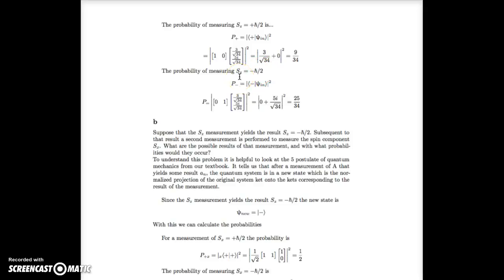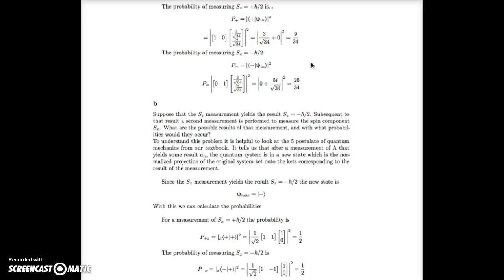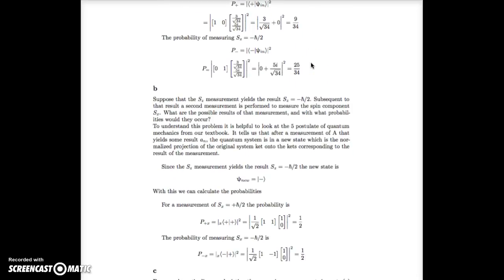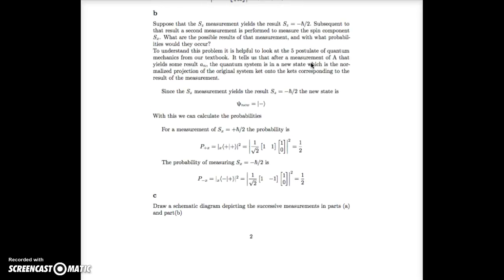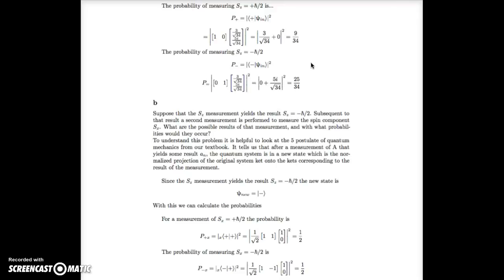And then the probability of measuring S_z equals minus h bar over 2 is here. And we find that that is equal to 25 over 34. And both these probabilities add together equal 1. So that's a good way to check to make sure that we found the right probabilities. Because if they are more or less than 1, then that wouldn't make a whole lot of sense, since there's only two possible outcomes, either spin up or spin down.